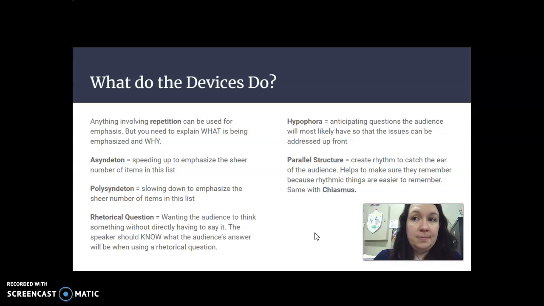Rhetorical questions. Okay. So if an author is going to use rhetorical questions, they want the audience to think about something, but they don't want to have to directly say it. They want the audience to come up with the answer in their heads. It's almost like a little bit of manipulation because then it almost feels like it's their idea and they came up with that answer, even though it was kind of fed to them by the speaker.